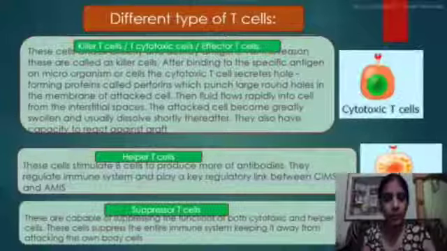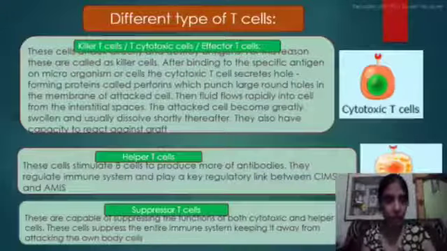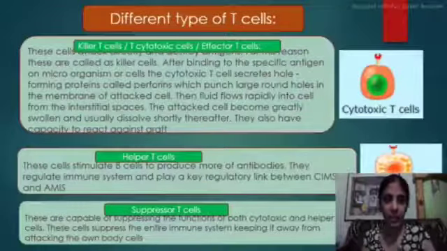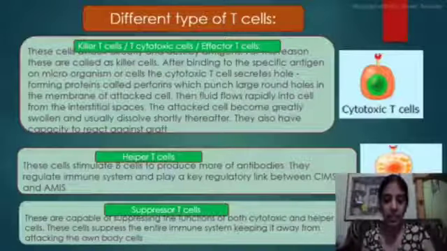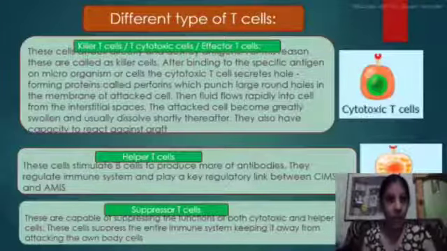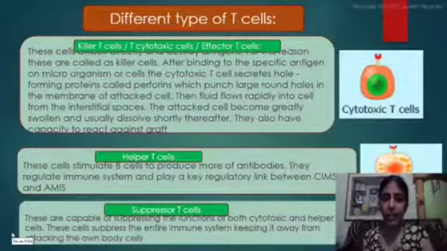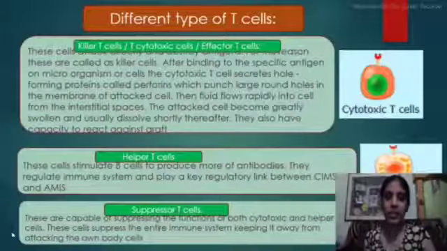Let's come to the different types of T cells. We have three types of T cells: killer T cells, helper T cells, and suppressor T cells. Killer T cells. These cells attack directly and destroy antigens. For this reason, these are known as killer cells.